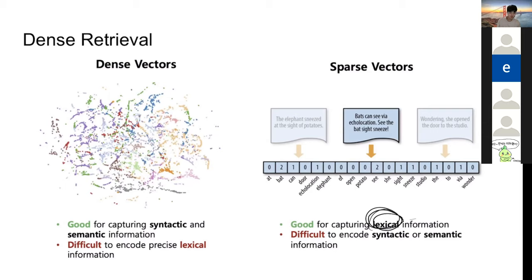So in real applications, like Google Search and Naver, they try to accommodate both. They try to combine the best of both worlds. That's usually the ideal.